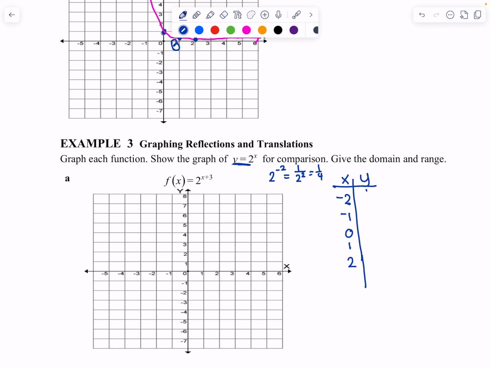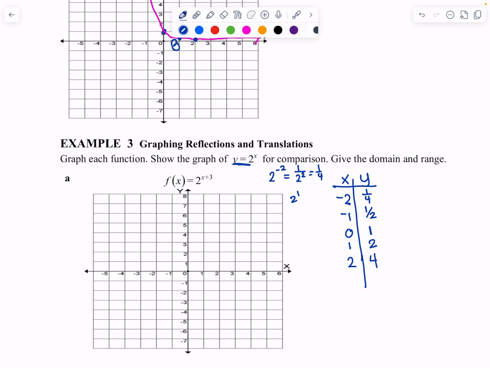1/4, okay? Then this one would be 1/2. 0 raised to anything is 1. 2 to the first is just 2. 2 to the second is 4. We have that right there.